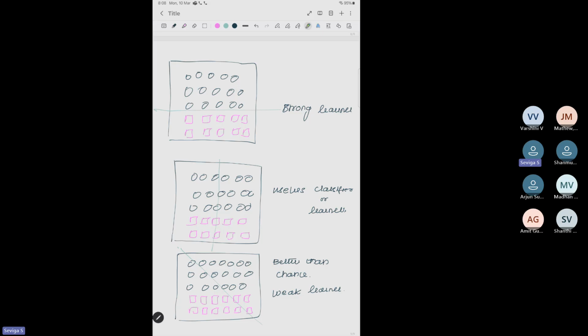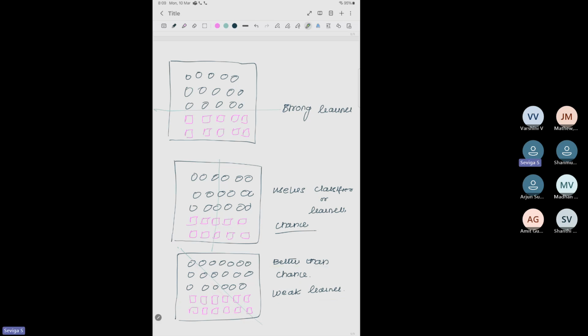So a strong classifier is one which completely separates the two classes. A useless or terrible classifier is one where we get the right answer only through chance. And the third one is the weak classifier or weak learner. It is better than chance. Here the slight tilt makes it slightly more accurate, a little bit better than chance.